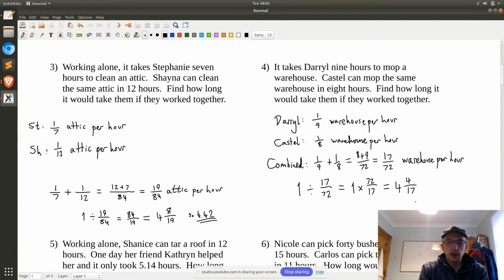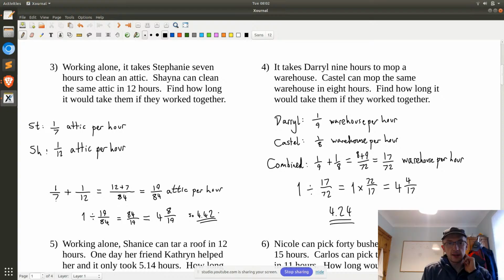So on the calculator, 4/17. So this is what it does on my calculator. And then you press S to D and you get the final answer, which is 4.235, which to the nearest hundredth is 4.24. 4.24. 4.24 what? I hear you ask.